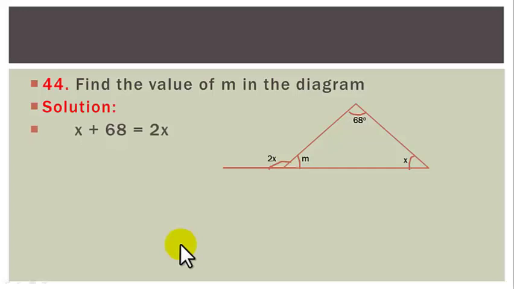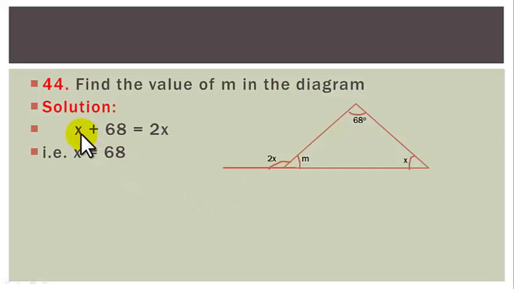Solution. x plus 68 is equal to 2x using the exterior angle theorem of a triangle. The angle here is the exterior angle of this triangle. And the exterior angle theorem says that the exterior angle of a triangle is equal to the sum of the two interior opposite angles. So therefore, x plus 68 is equal to 2x. That is, x is equal to 68.